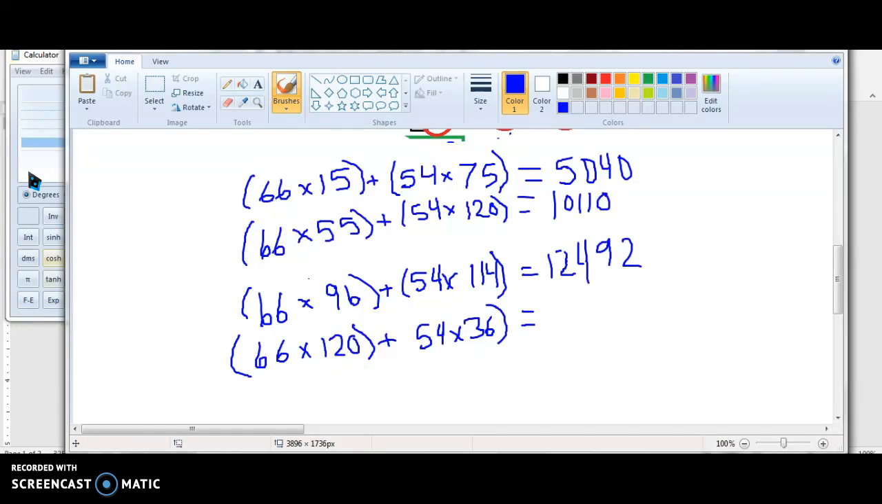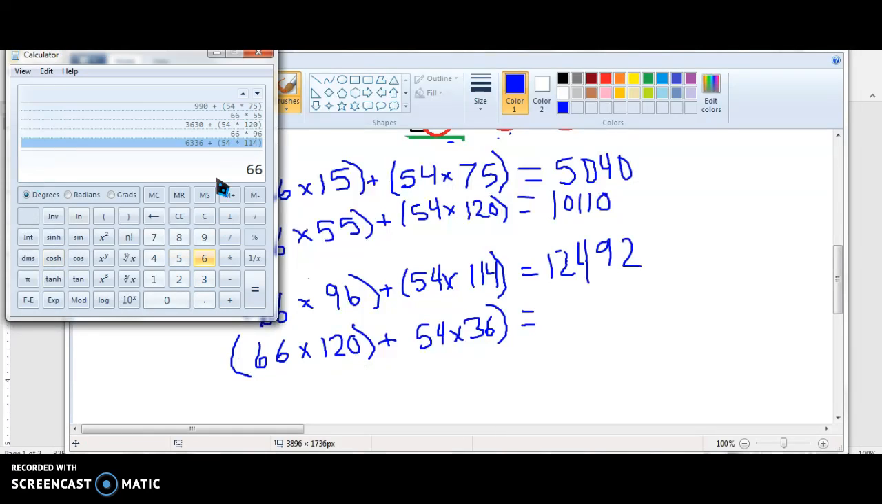I don't know why it keeps cutting out on my writing, but I'm sure you see what the numbers are.